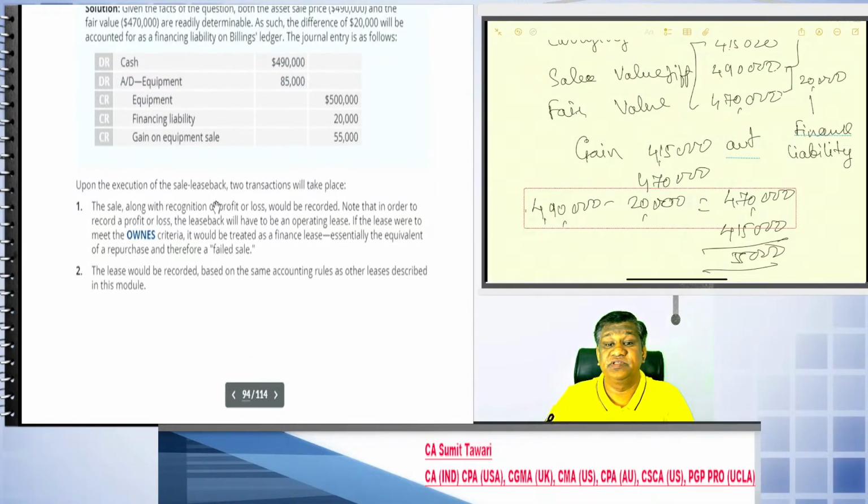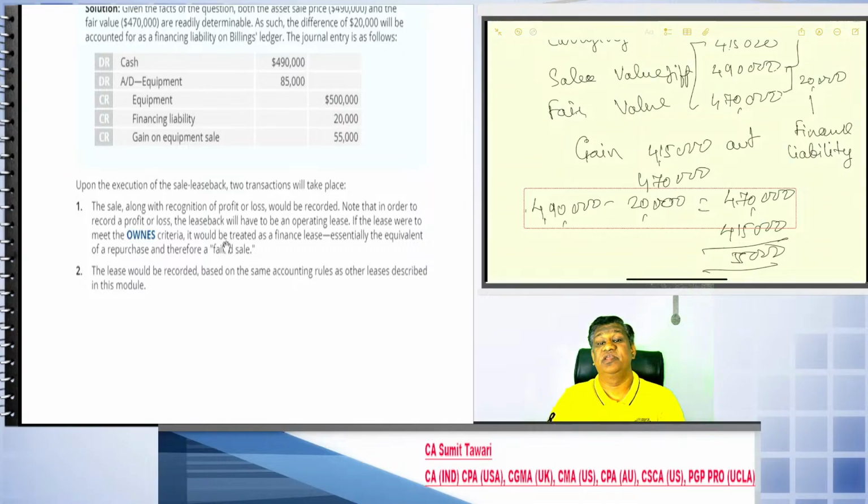Upon the execution of the sale leaseback, two transactions will take place. The sale, along with the recognition of profit and loss, would be recorded. Note, in order to record a profit or loss, the leaseback will have to be an operating lease. If this lease were to meet the ownership criteria, it would be treated as a finance lease, essentially the equipment of a repurchase and therefore a failed sale.